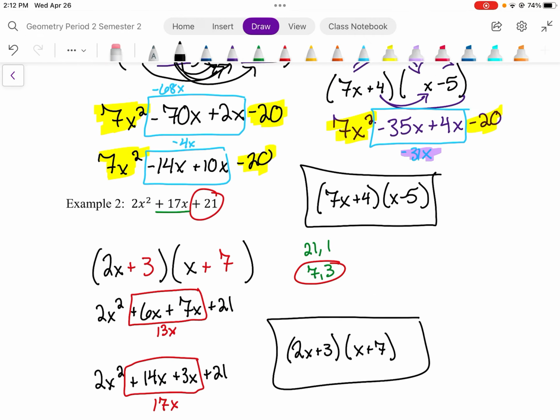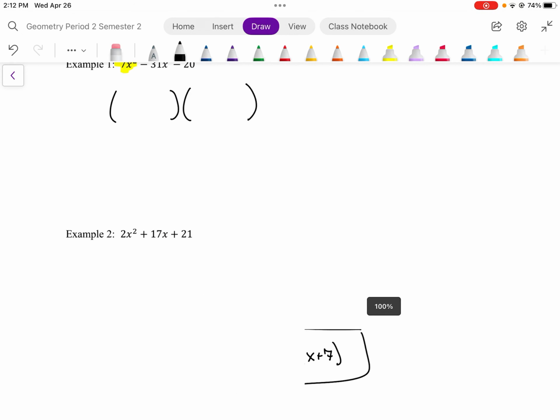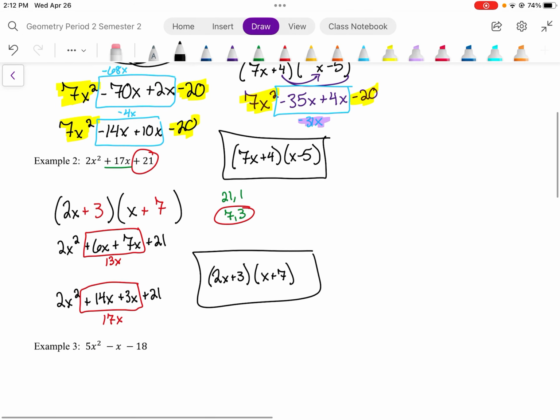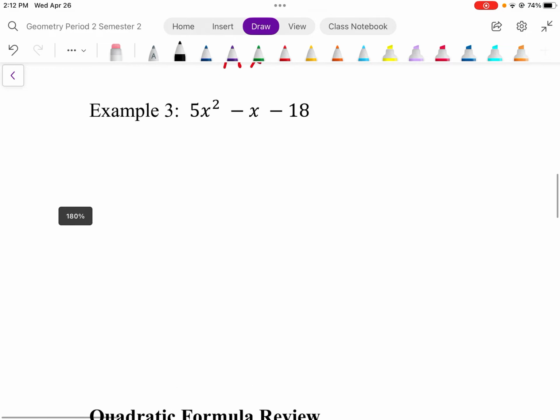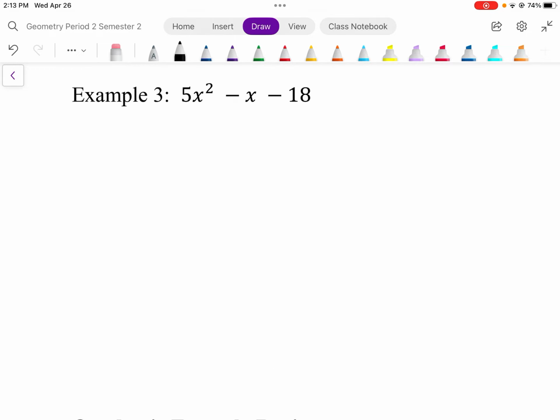And if you feel comfortable with these, then you are good to go. You can skip to the last part with the quadratic formula if you would like. If you need more practice, you can go ahead and try this one as well.